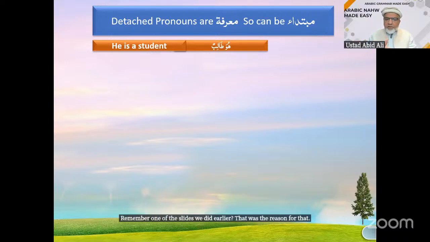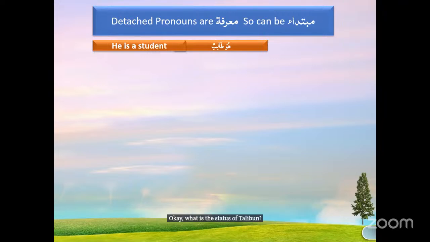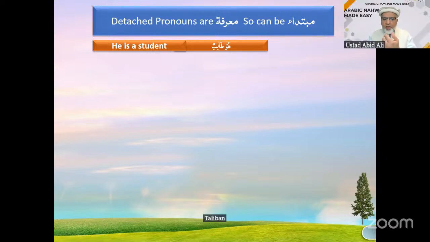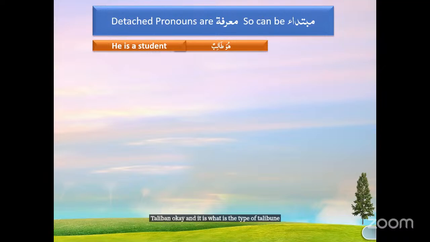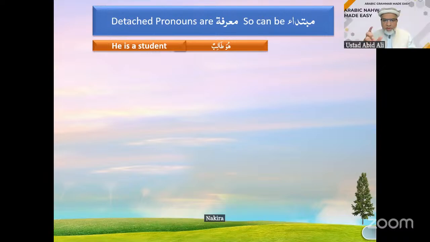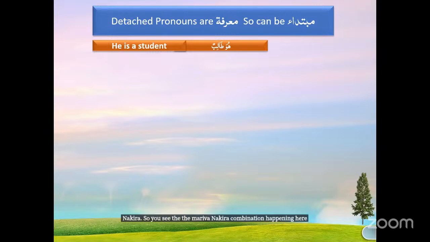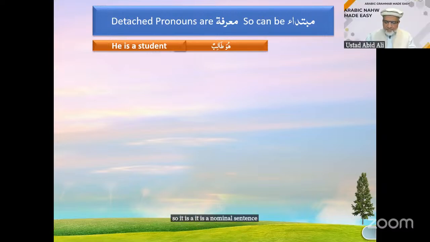Okay. What is the status of talibun? This is also rafa. And what is the type of talibun? It's nakira. So you see the marifa nakira combination happening here? Yes. So it is a nominal sentence? It is a nominal sentence. Very good job. Okay. So huwa means he, and huwa talibun is he is a student.